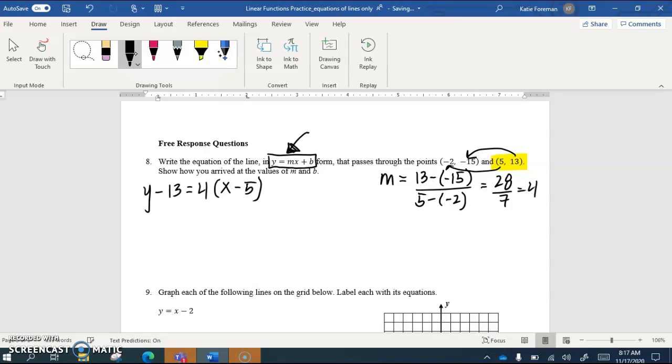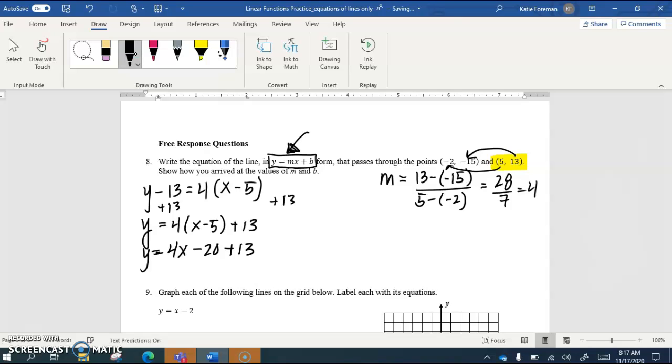When I look at slope-intercept form, I need to get y alone. Okay? So first things first, I'm going to add 13 to both sides. So y is alone, but it's still not in this form. So my next step, I'm going to distribute my 4. I get 4x minus 20 plus 13.